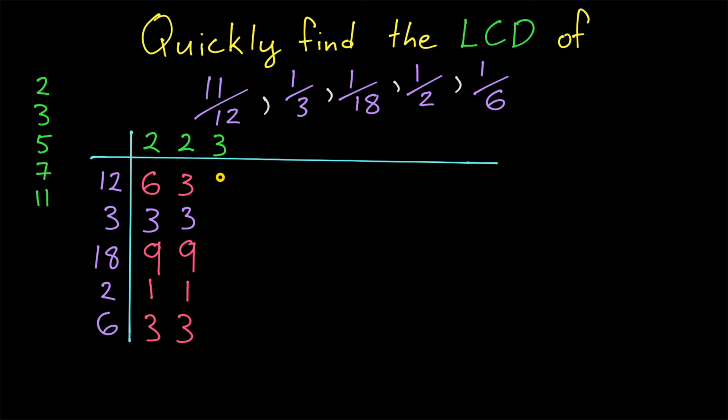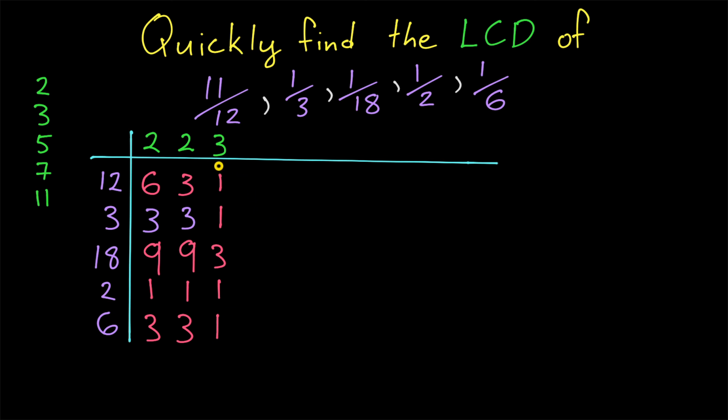So 3 divided by 3 is equal to 1. 3 divided by 3 is equal to 1. 9 divided by 3 is equal to 3. 1 divided by 3 does not divide, so just copy it over, 1. And then 3 divided by 3 is equal to 1.